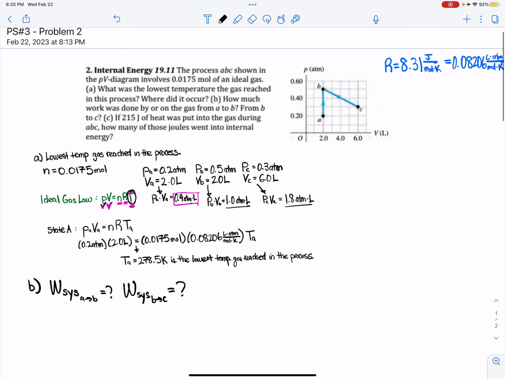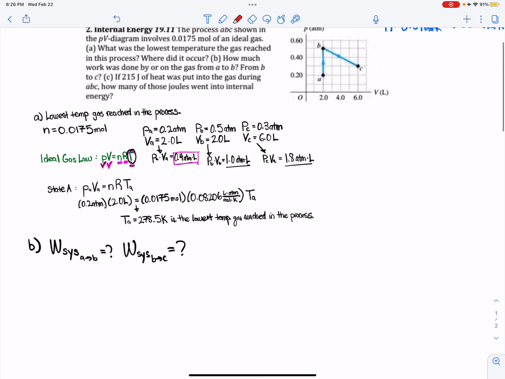Let's look at our graph. We see that from A to B, we have an isochoric process, which is constant volume. And recall that work is the area underneath the curve of the PV diagram. As you can see, we have a vertical line, so there's no area underneath the vertical line. Just because of that, I know that the work done by the system from A to B is equal to 0.